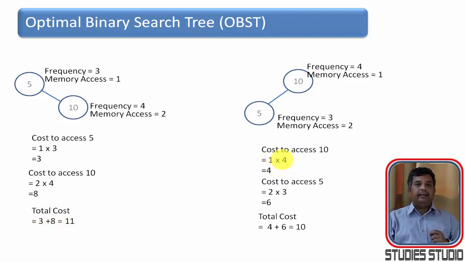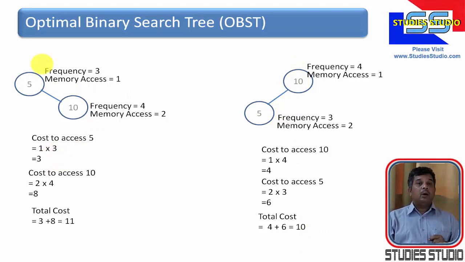Let us try to find it here. To access 10, we'll be having 4, that is 1 into 4. And to access 5, we'll be having 6. So the total cost we are getting is 10. Now you can see, by a simple arrangement with 2 data, I can say that this arrangement is better than this arrangement. Now I can say out of these two, this is an optimal tree, rather optimal binary search tree. With 2 data, with successful searches only, we found this.